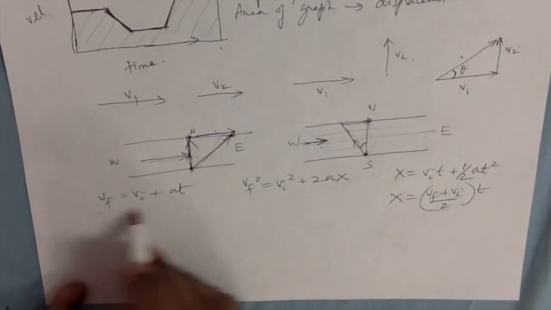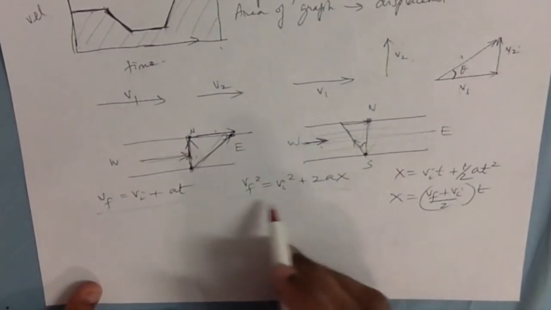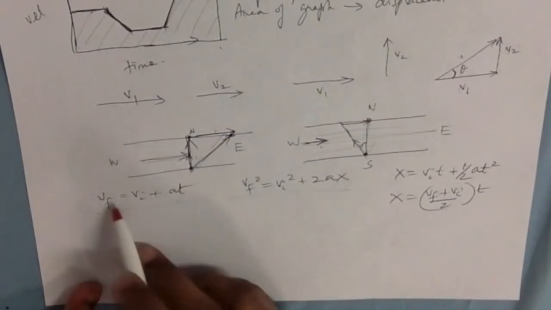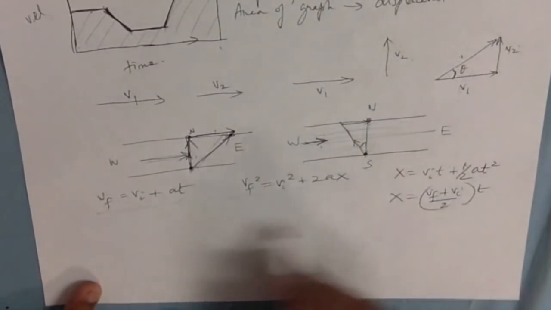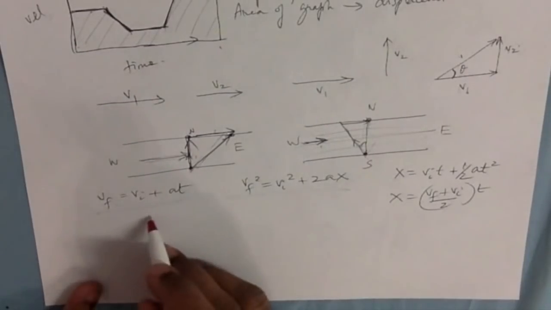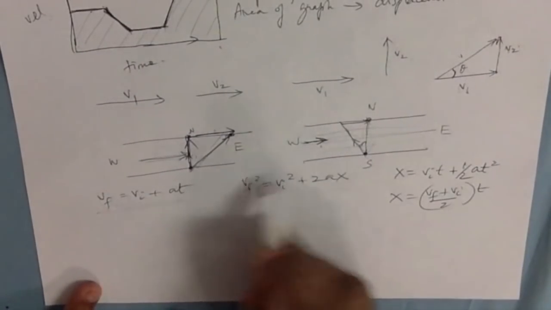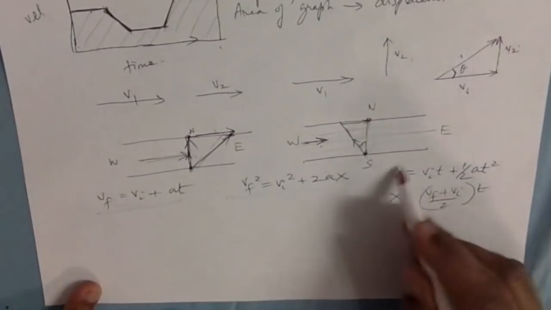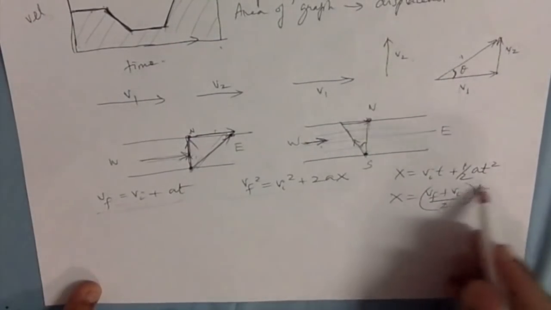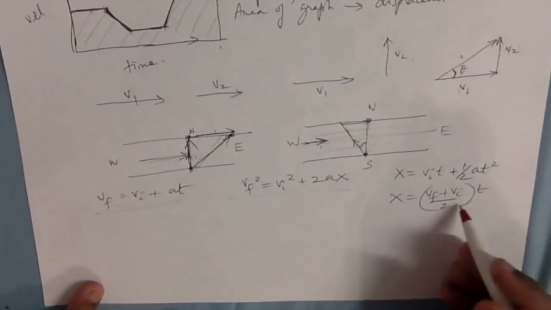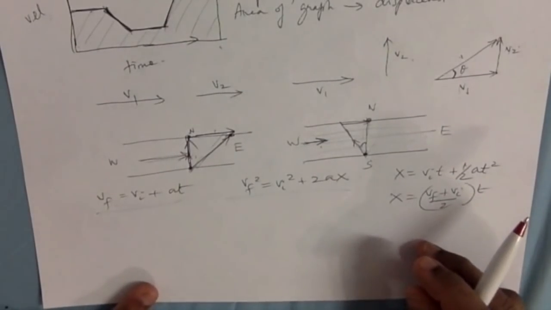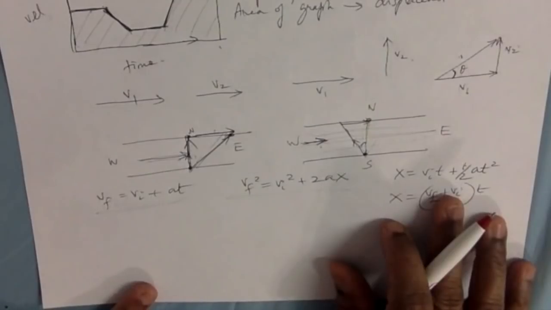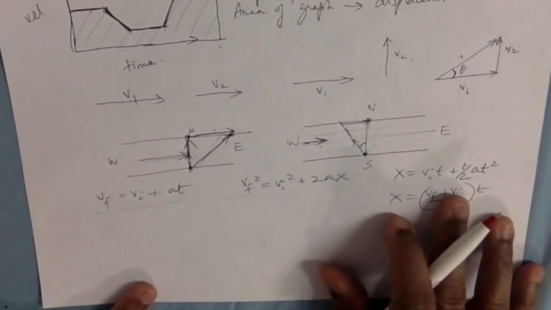Now you can see that every equation has 4 terms, and therefore if you know 3 terms, you can figure out the 4th one. And there's always something missing in each equation. This one is missing displacement. This equation is missing time. This equation is missing final velocity, and this one is missing the acceleration. So if you're given a certain question, you need to use one of these equations to get to the answer.